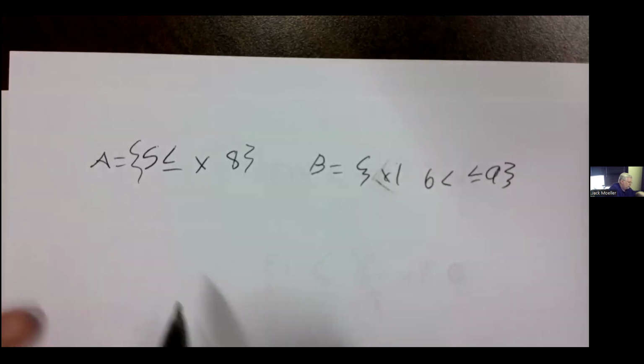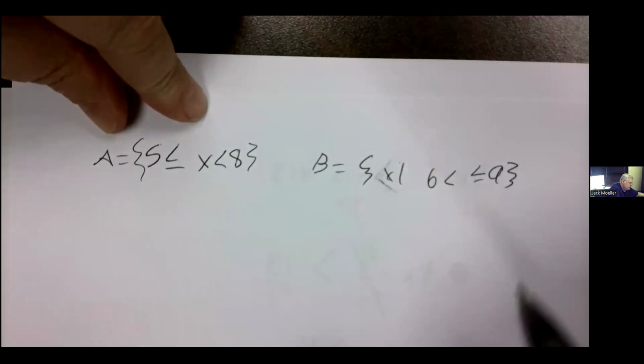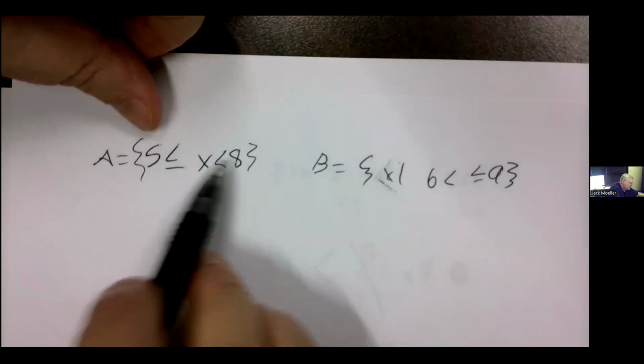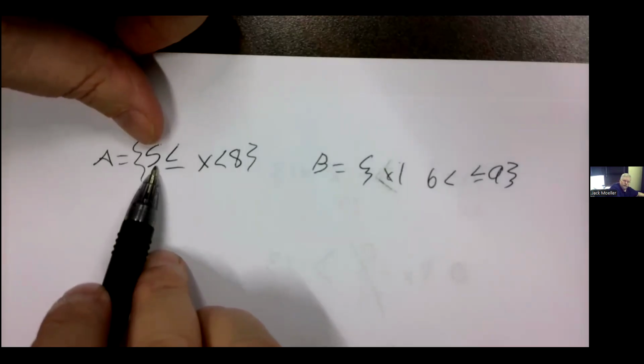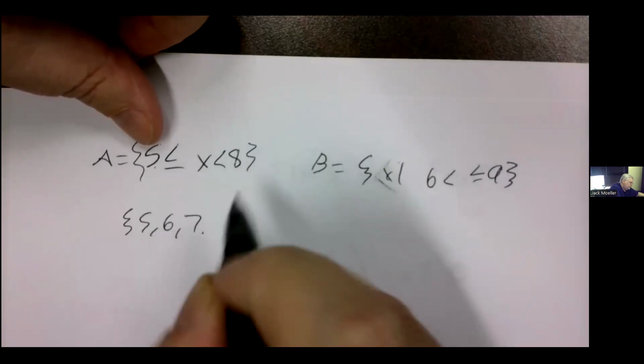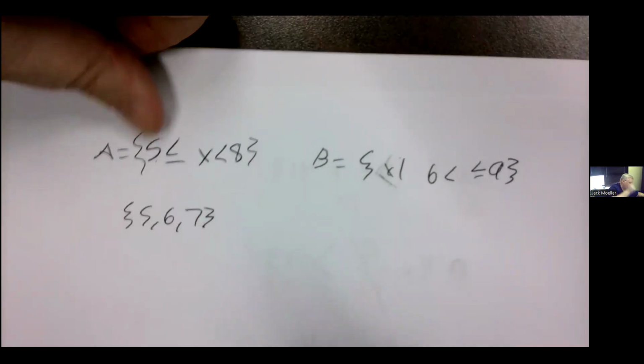Okay, so if I'm going to list out X is, 5 is less or equal to X, which is less than 8. So the equals means we're including 5, so that would be 5, 6, 7. Now we don't include 8 because there is no equals. So that would be A.